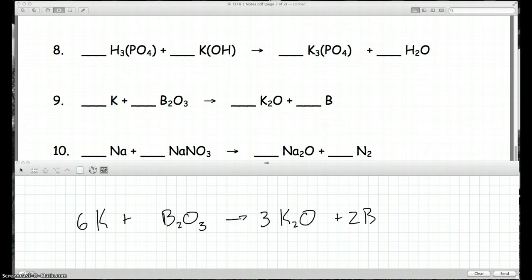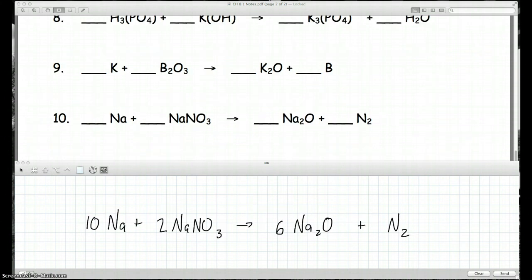If you double check that, you'll see that is the correct answer. Then I'm going to do number 10 here. Okay, the answer for number 10. Number 10 was kind of a tricky one. The fact that there are NAs in 2 different spots here can be kind of tricky. So we have 10 NAs here, another 2, so that's 12 NAs on the left. 6 times 2 is 12 NAs on the right. Here we have 2 N's, so 2 nitrogens. Here we got 2 nitrogens. Here we have 2 times 3 is 6 O's, and we got 6 O's.